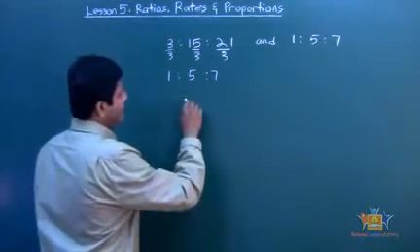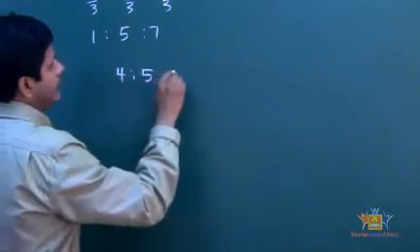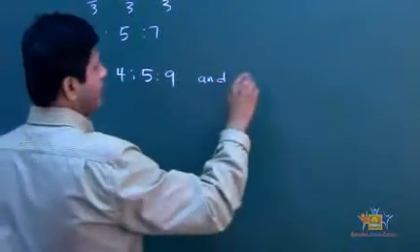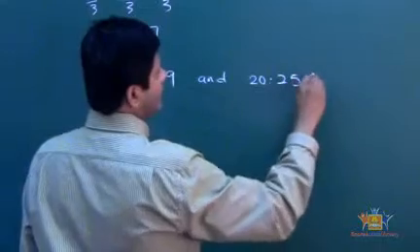Let's say Mr. Mac gives you 4 and then 5 and then 9, okay? I want you to compare that with, let's say if I give you, let's say 20, 25 and 45.